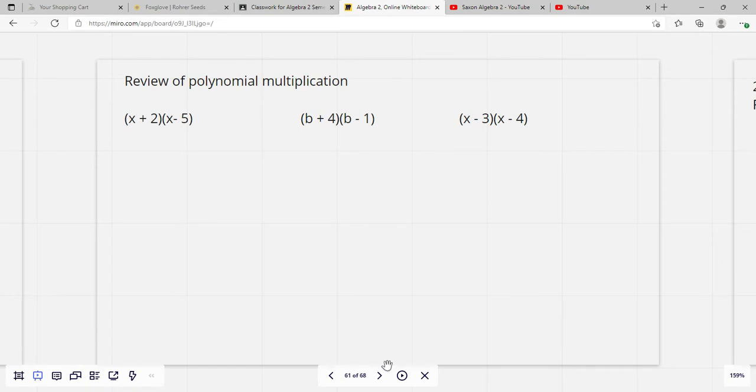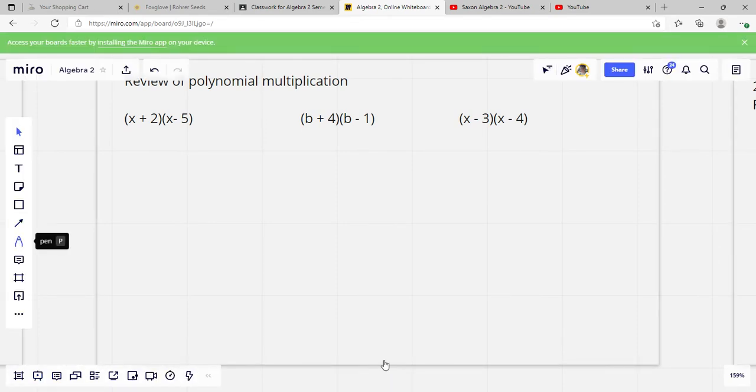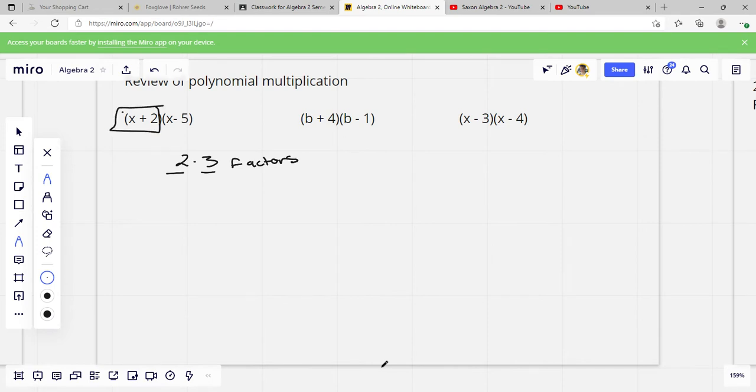Alright, first we're going to do a review of polynomial multiplication, and that's going to help us get to trinomial factoring, because trinomial factoring just means going backwards, right? So these are factors, because they're being multiplied, like if we said 2 times 3, right? 2 and 3 are factors, right? So this is a factor, and this is a factor. Okay, so when we're factoring a trinomial, that means we're just going backwards from what we do when we rainbow.